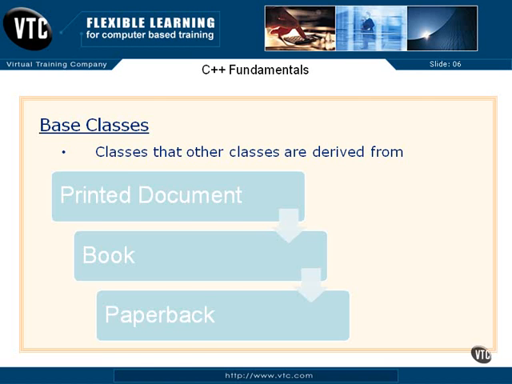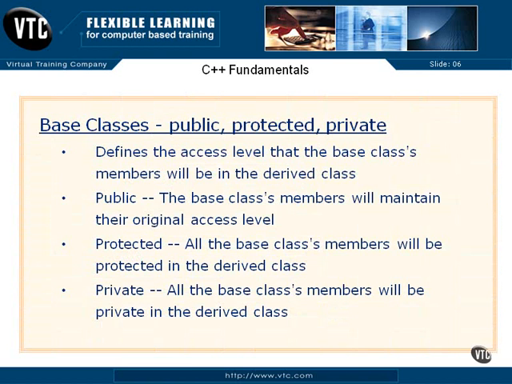So that's base classes. Now, what we want to also get in on here is public, protected, and private base classes. When we define a derivation, when we declare the new class derived from a base class, we say what access level we want to make the base class's members in this new derived class. If we say public, the base class's members will maintain their original level that they had, whether they were public, private, protected, as they come through into the new derived class.